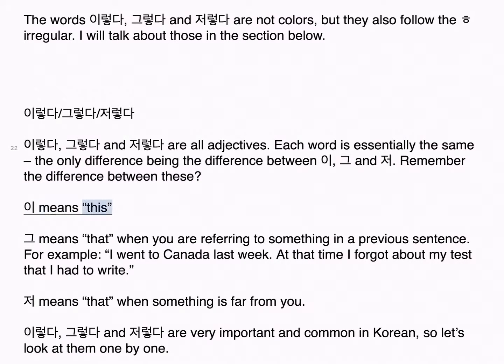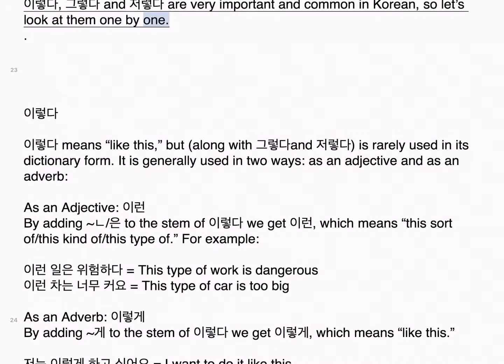이 means this. 그 means that when you are referring to something in a previous sentence, for example, I went to Canada last week. At that time I forgot about my test that I had to write. 저 means that when something is far from you. 이렇다, 그렇다, and 저렇다 are very important and common in Korean, so let's look at them one by one.